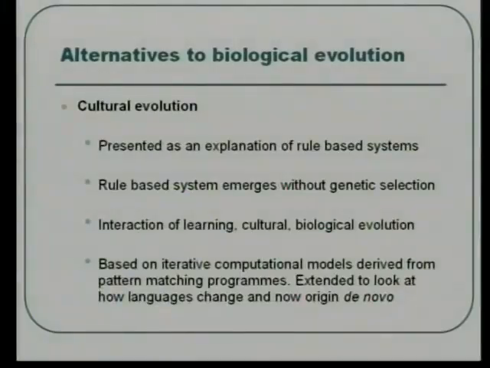So, what alternatives are there? Well, there is an alternative, cultural evolution, that is being looked at. Now, this has developed from computer programming, pattern matching in the 1970s. And the idea is that it's explaining the origin of rule-based systems. So if you think of the grammar rules, this is an attempt to explain the origin of rules. And what these programmers are saying is that rule-based systems perhaps can emerge without genetic evolution. They can emerge by the interaction of learning, culture, and biological evolution.